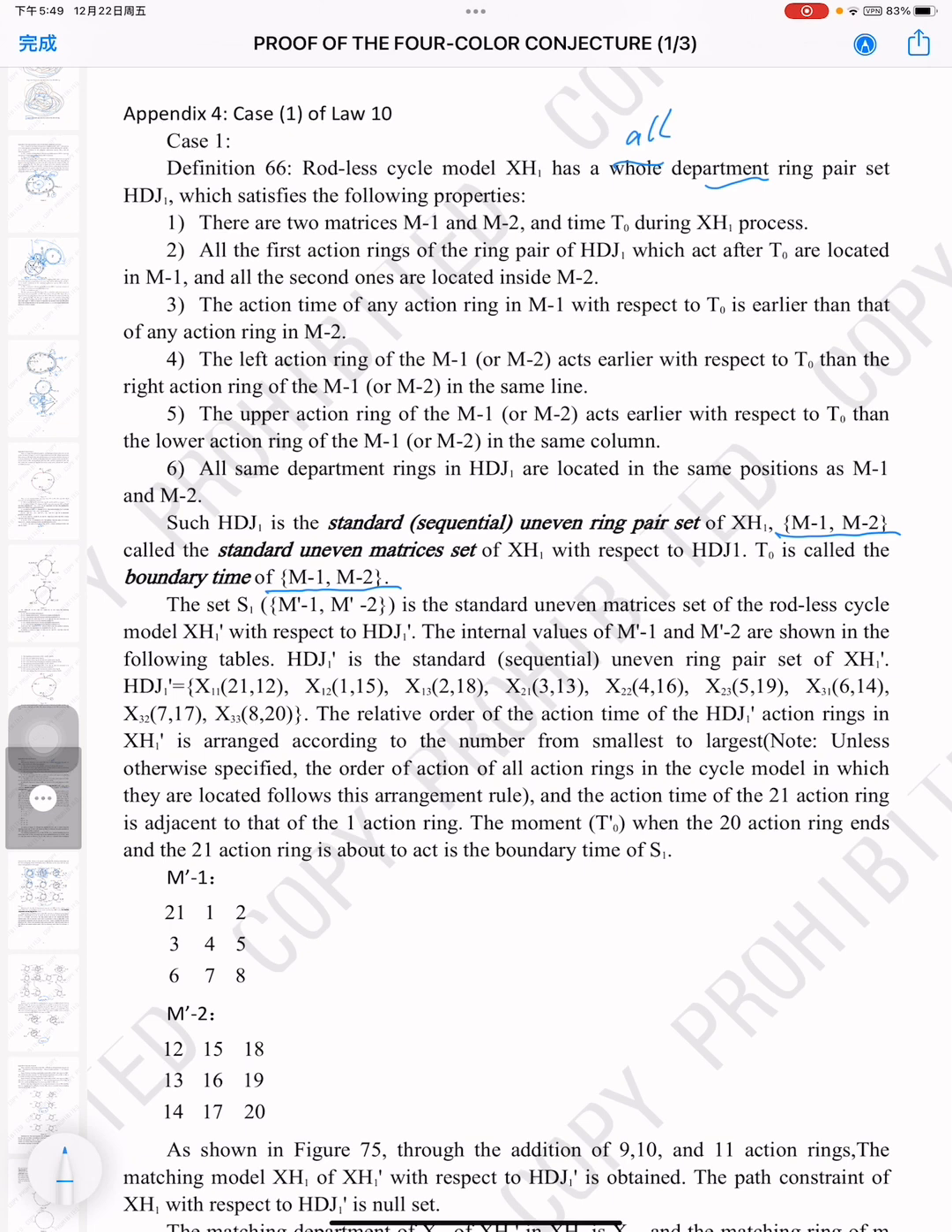The set S1 is the standard uneven matrices set of the Rodley cycle model XH1' with respect to HDG1'. The internal values of M'-1 and M'-2 are shown in the following tables. HDG1' is the standard sequential uneven ring pair set of XH1'. HDG1' equals this.